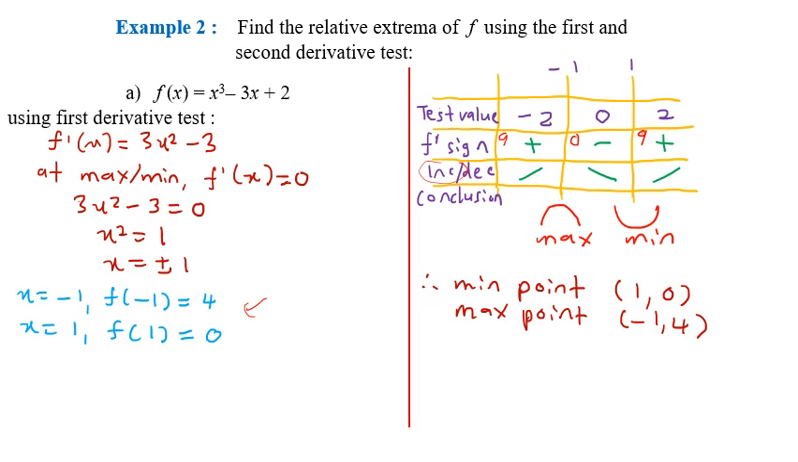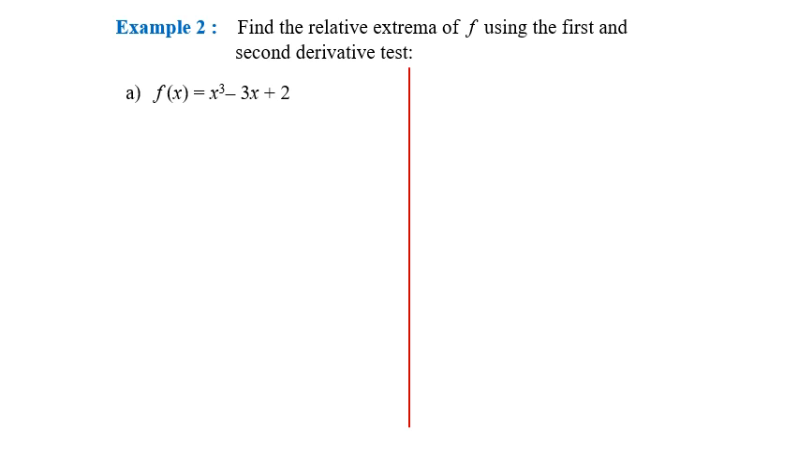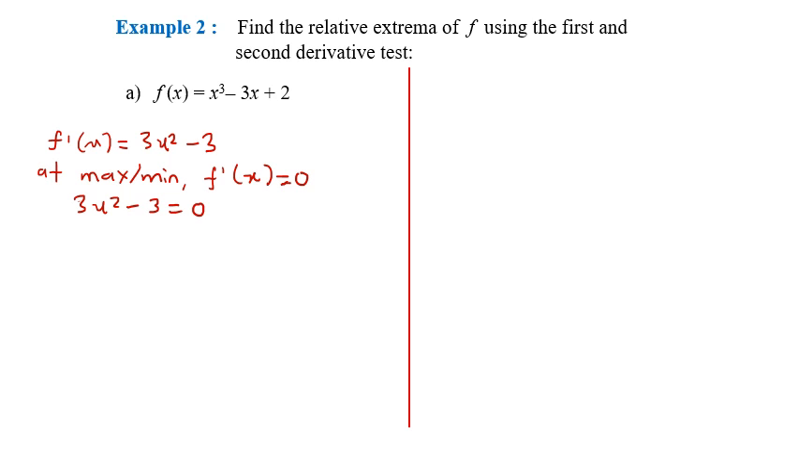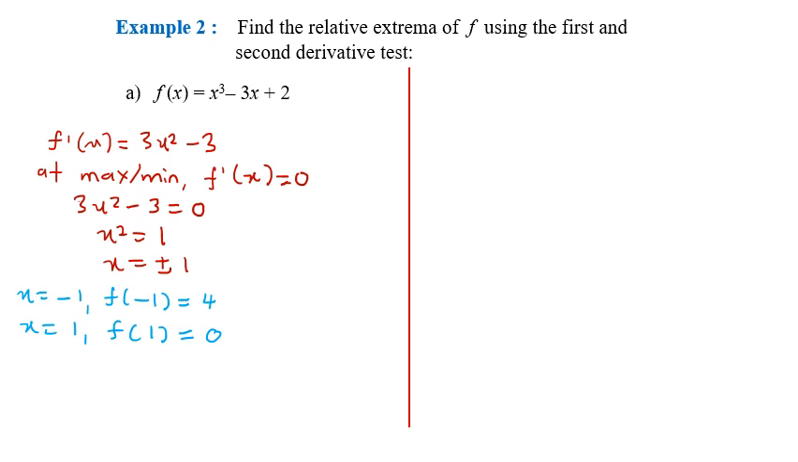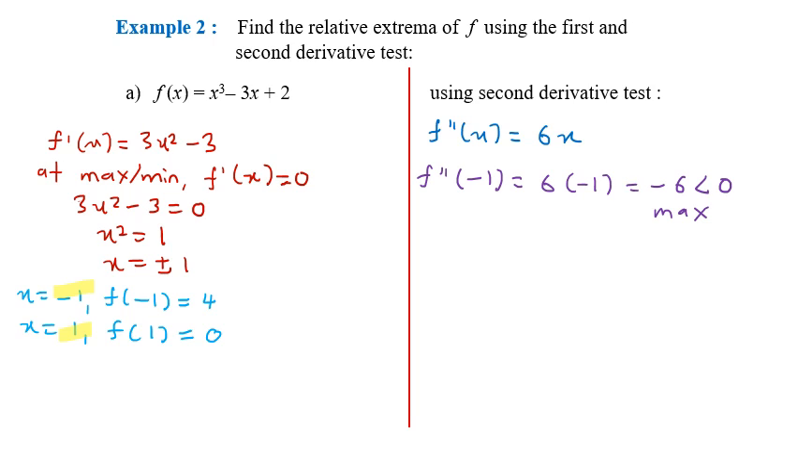So how about using the second derivative test? Right, so now for the same question, we are using the second derivative test. The first step is the same. We find the first derivative, equate it to 0, find the value of x, and then we get the value of y for each x that we got. And then, since we're using the second derivative test, we differentiate again to get the second derivative. So differentiating 3x squared minus 3, we get 6x as the second derivative.